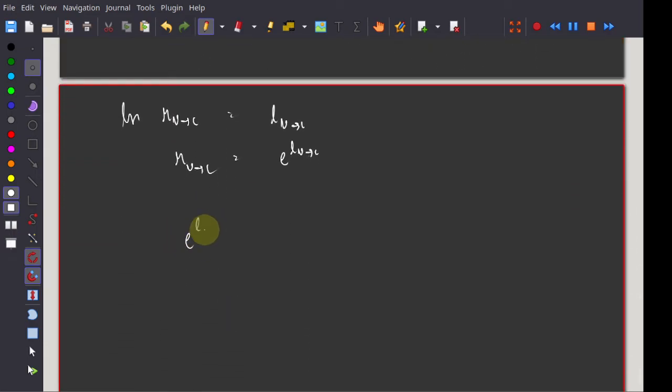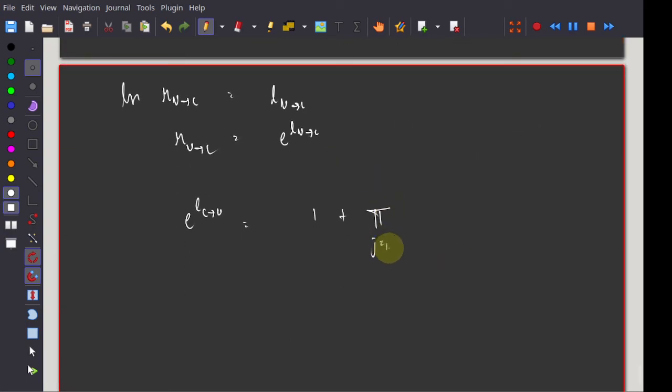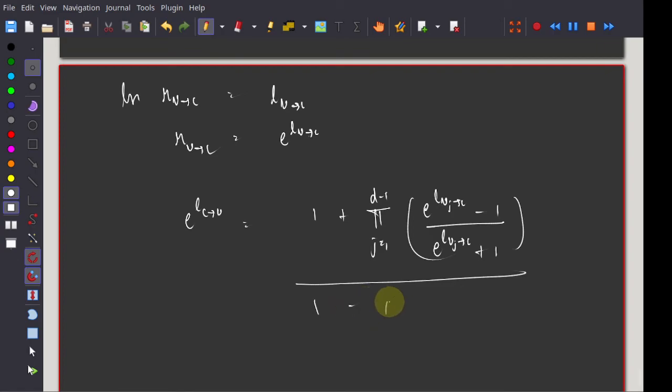So e raised to L C to V is equal to 1 plus the product over j equal to 1 to p minus 1 of (e raised to L j to C minus 1) by (e raised to L j to C plus 1), whole divided by 1 minus the product over j equal to 1 to d minus 1 of (e raised to L j to C minus 1) divided by (e raised to L j to C plus 1).